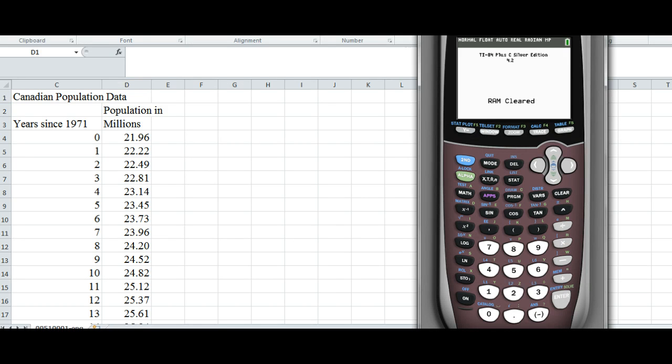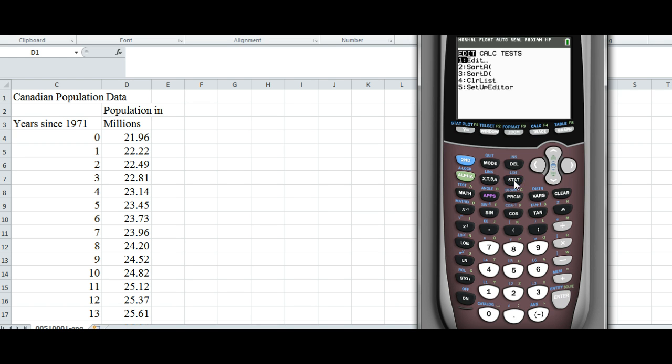So get your calculators out. Turn them on. The best thing to do is go second function and the plus sign, and number 4 is clear all lists. So we go second function into the memory part of it, which is the plus sign, second plus, number 4, clear all lists. Hit enter, so it's done.